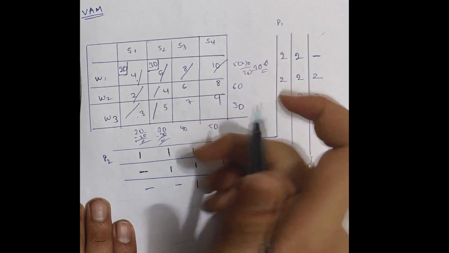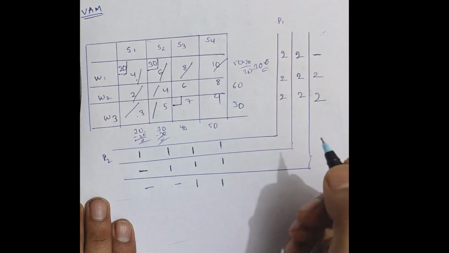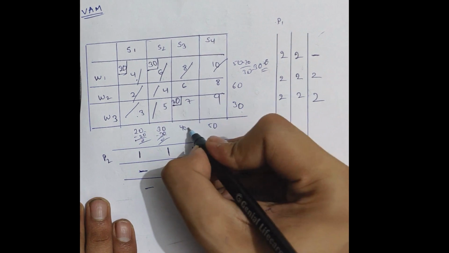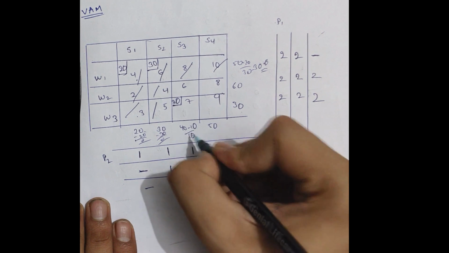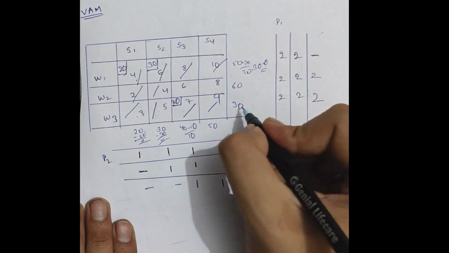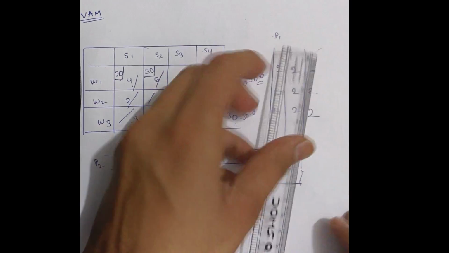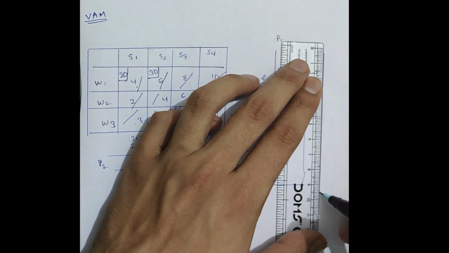I am taking the below one, this one. This one what is that? 30 and 40. Minimum is 30. So here it is minus 10. 10 is still there. And this one will be cancelled. Here minus 30. You got it, right? Here 30. So again I am doing that same one.